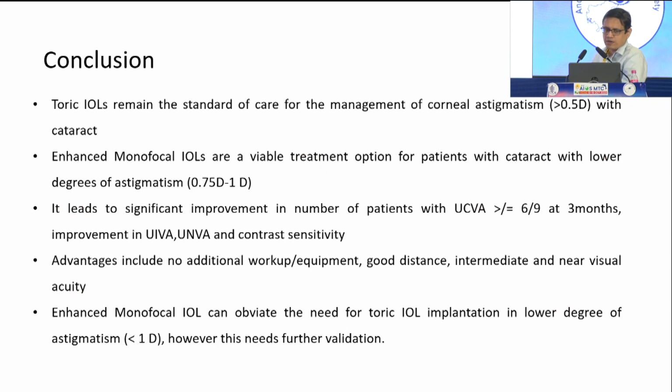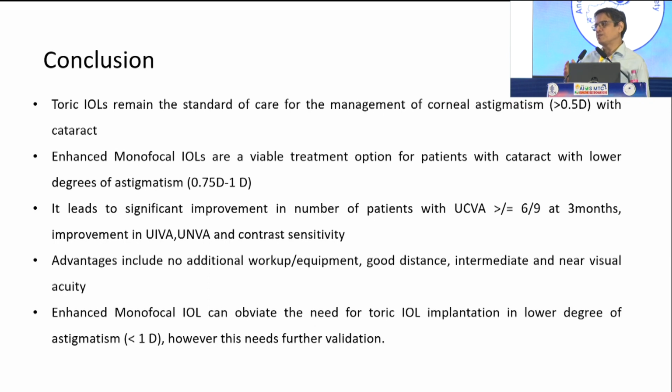So I'll conclude my talk here. Toric lenses remain the standard of care for managing any degree of astigmatism along with cataract surgery. However, enhanced monofocal lenses seem to be a viable option, especially in patients where the astigmatism is 0.75 to 1 diopter. That's the exact narrow zone where these lenses may be helpful, because below 0.5 we do not use any toric lenses. We start to use toric lenses once the astigmatism goes beyond 0.5.